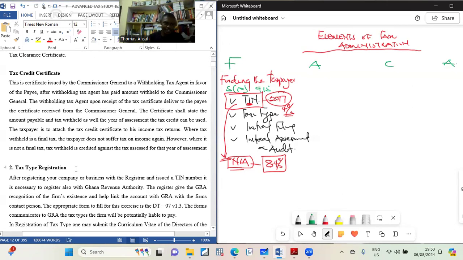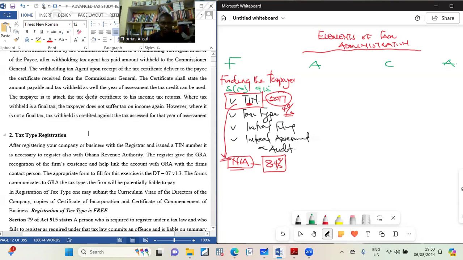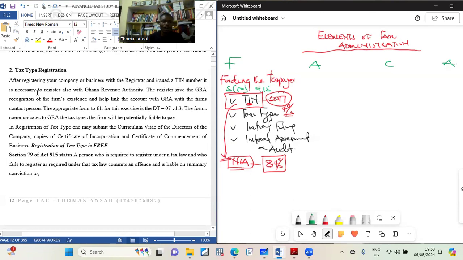Then the tax clearance certificate. Now we've talked about that. It is a certificate that shows that you don't owe GRA, and even if you owe them, you have made a well-documented arrangement with them to actually satisfy your obligation. Once you are done with that, then you register your tax type.